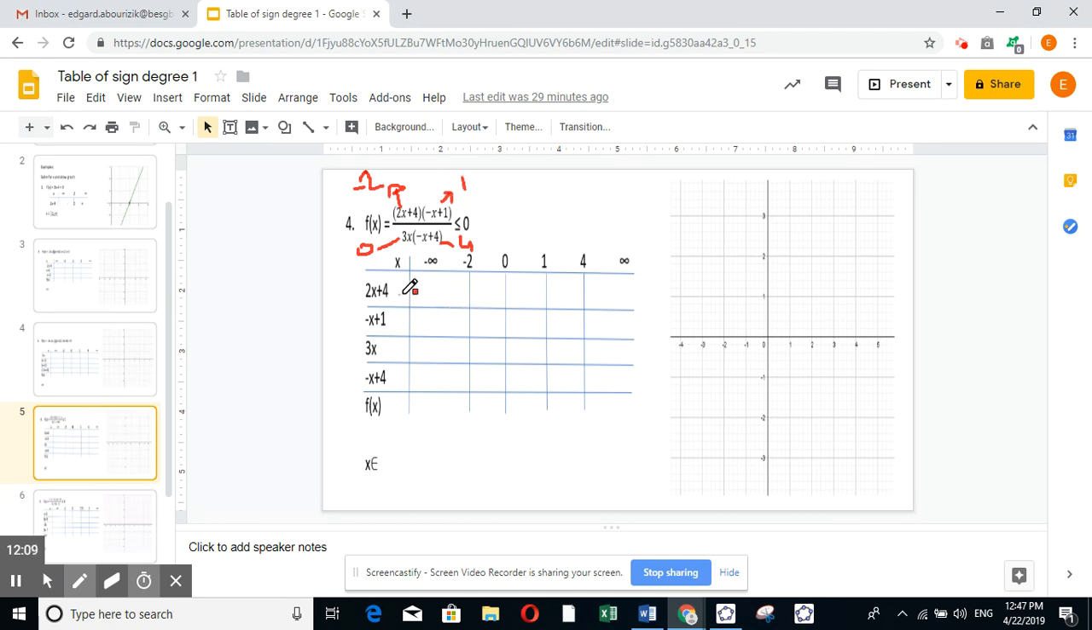So the first root, for 2x plus 4, is minus 2. Coefficient of x positive, so opposite, then same. For the second one, minus x plus 1, the root is 1. So you start plus because coefficient of x is negative. Then minus. The third one, 3x, coefficient of x is also positive, opposite.